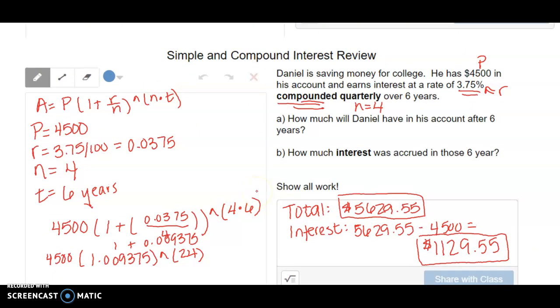Okay, so that is it for our interest review, simple and compound interest. Go on to the next section to finish out with regression.